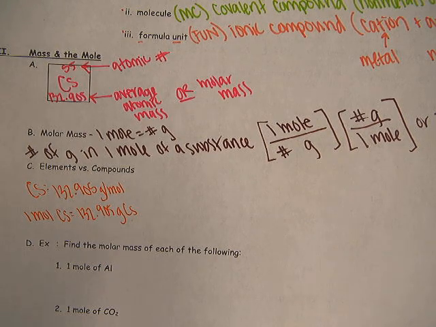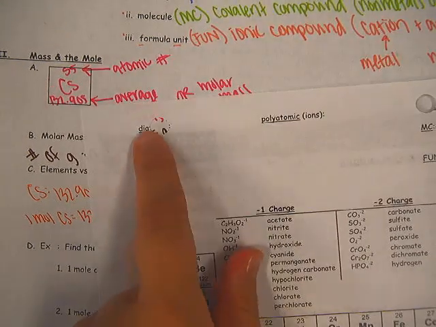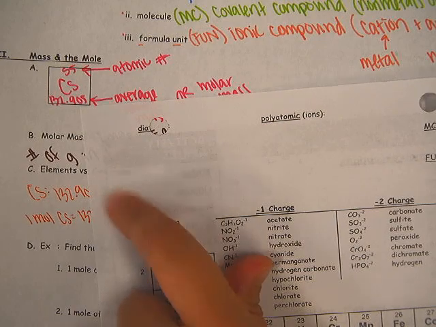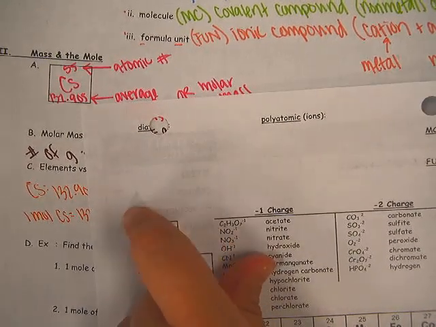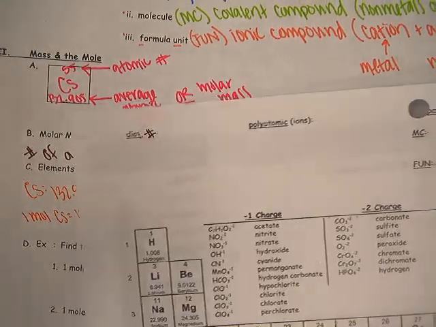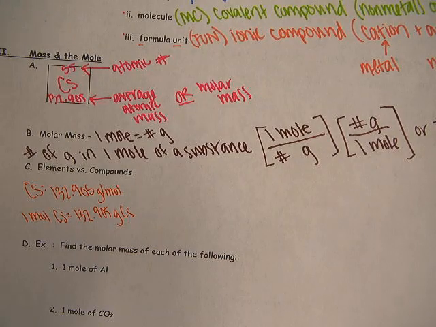Yes, no, maybe so? So you had a place to write diatomic. It got cut off by the hole punch, but diatomic was here. So if you have a definition written here: naturally occurs in pairs. So we have 7 elements on our periodic table that naturally occur in pairs.